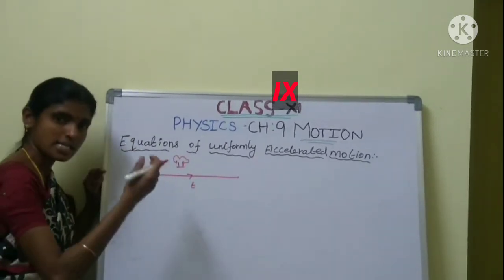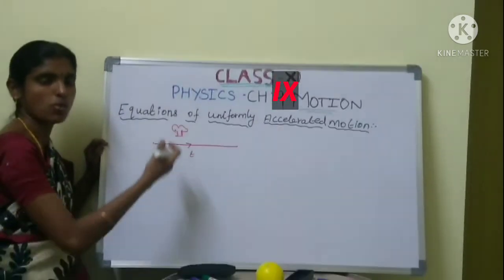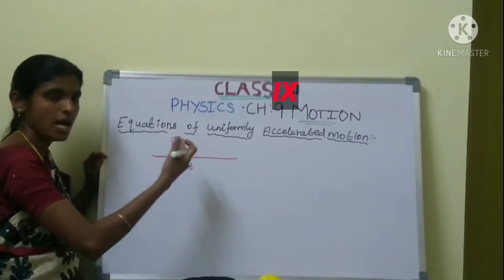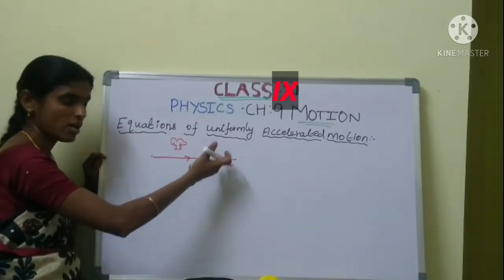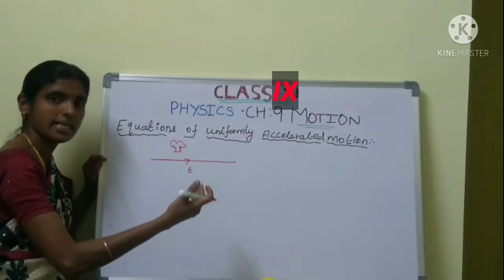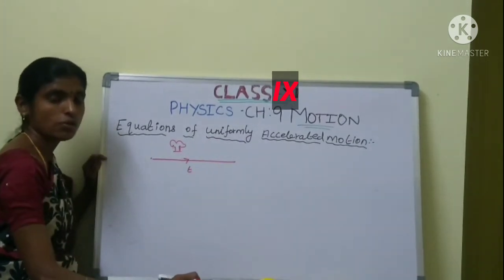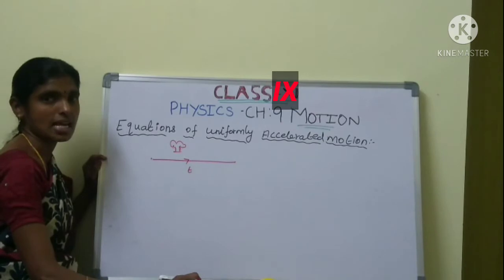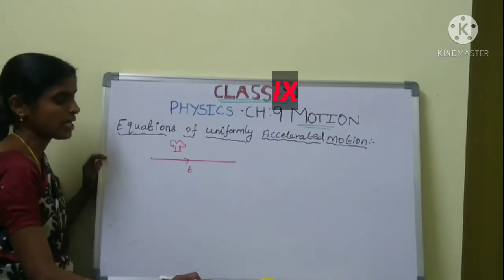Are you clear? Next, what is meant by distance? What is meant by displacement? What is meant by speed? What is meant by velocity and acceleration? Also, we have discussed these in the previous class. Okay, students.